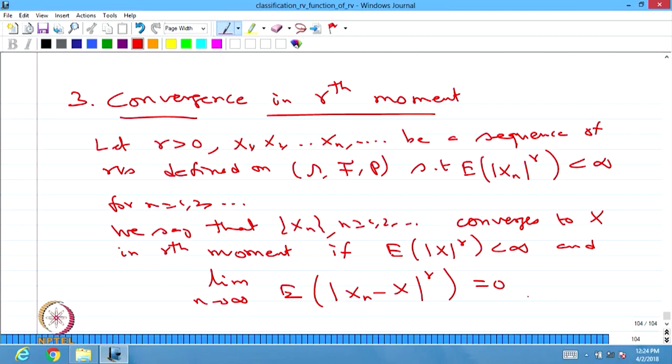We are keeping r greater than 0 and we have a sequence of random variables defined in the probability space such that the rth moment exists for those random variables. We say that the sequence of random variables converges to x in rth moment provided the rth moment exists for the random variable x, which is defined in the same probability space, and the limit as n tends to infinity of the expectation of the rth moment of the difference is going to be 0. If these conditions are satisfied, then we can conclude the sequence of random variables converges to the random variable in the rth moment.